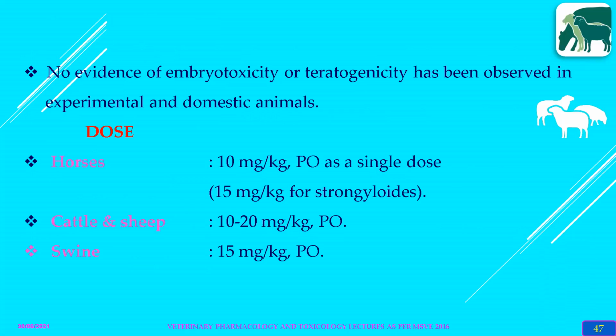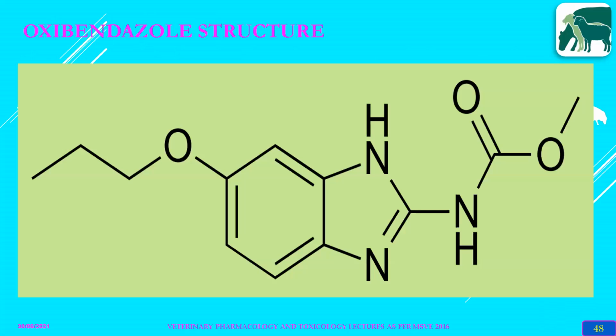Then the dose for the horse is 10 milligram per kg orally as a single dose. That's 15 milligram per kg for strongyles. In cattle and sheep it is 10 to 20 milligram, and in swine 15 milligram orally. So this is the structure of oxibendazole.